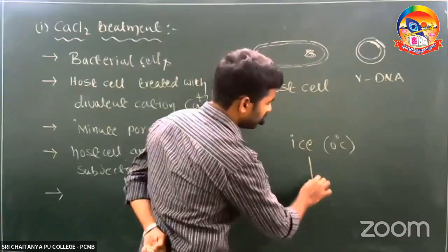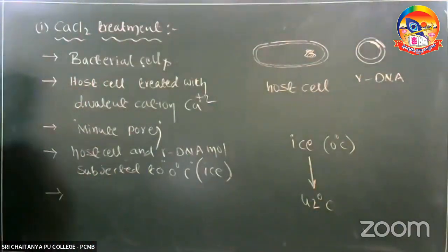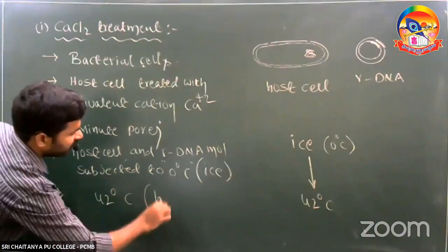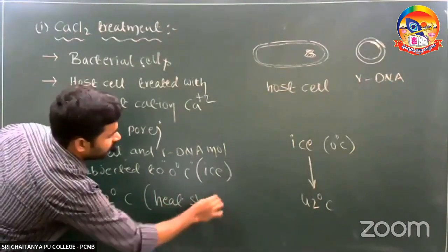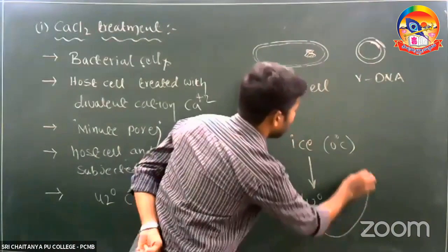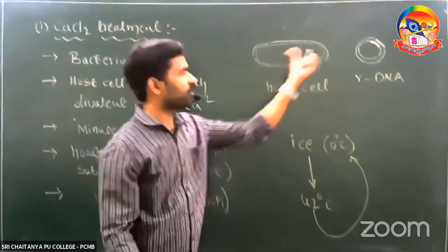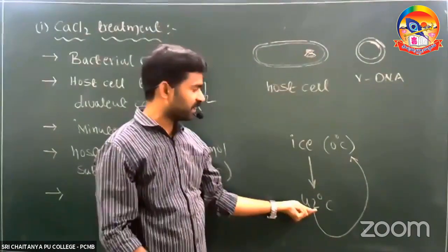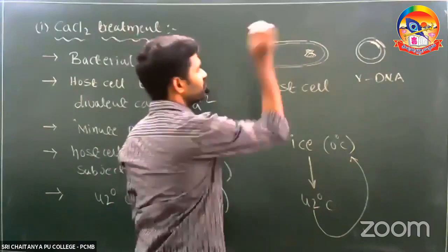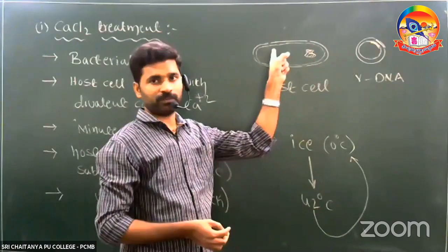Again, it is followed by 42 degrees centigrade. We subject both the host cell and rDNA molecules to 42 degrees centigrade. We call it heat shock. After that, put them back on ice conditions again. After treating at 42 degrees, the host cell and rDNA molecules are put back on ice conditions. In this process, the host cell is ready to accept or receive rDNA molecules into the host cell cytoplasm.